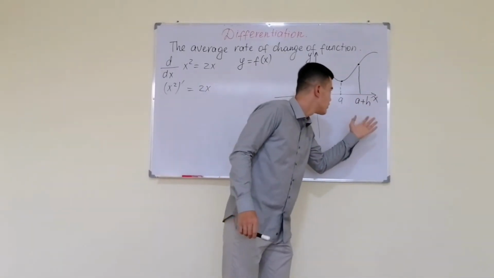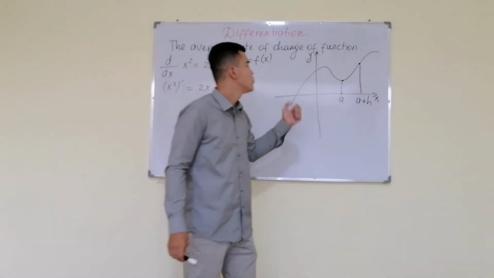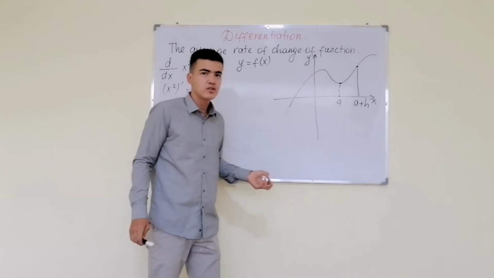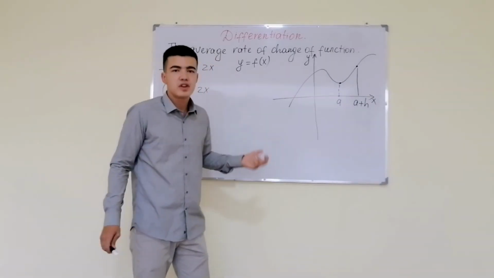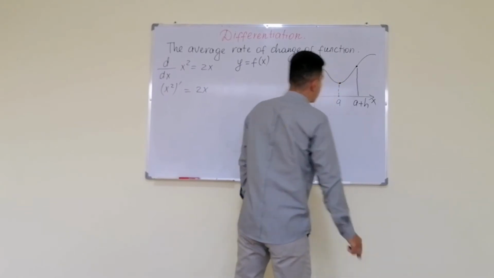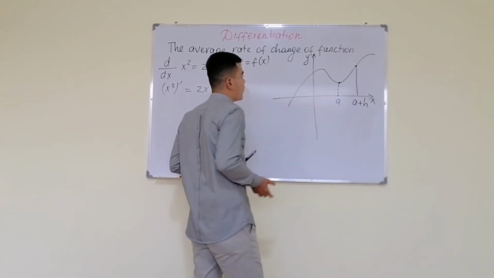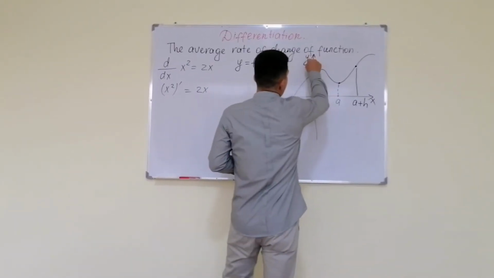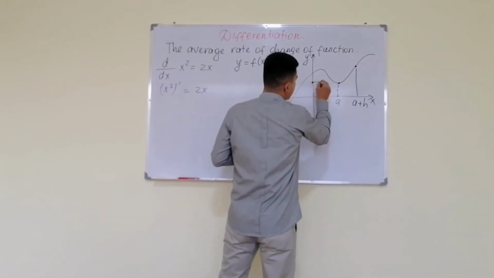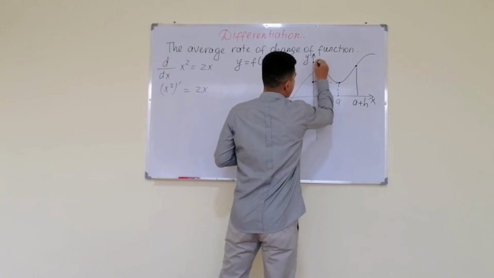Because we cannot use numbers here, because the function should be definite. I mean, the function should be given in definite form. Okay, so a and a plus h. Now we have to find points from the axis of y, from here, I mean, this one and this one.